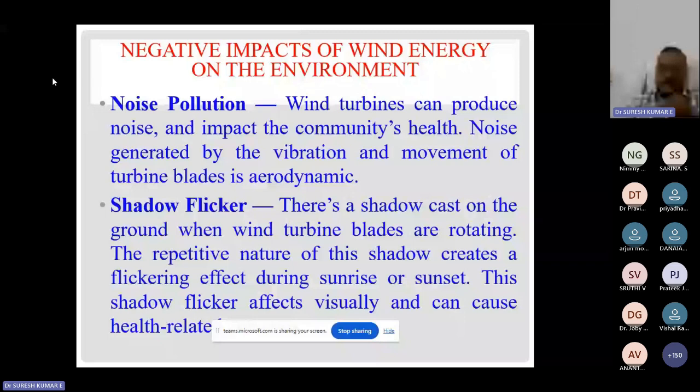A shadow is cast on the ground when the wind turbine blades are rotating. The repetitive nature of this shadow creates a flickering effect. It is as if an LED torch is continuously switching on and off after focusing on our eye. As I told earlier, during sunrise and sunset, it is a tedious problem for the people. So this shadow flicker affects visually and can cause health-related issues.